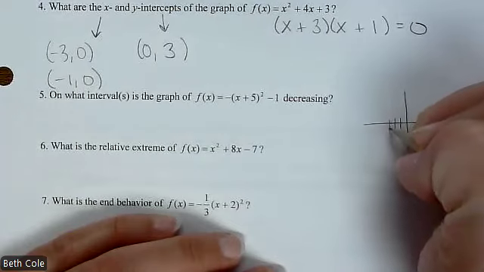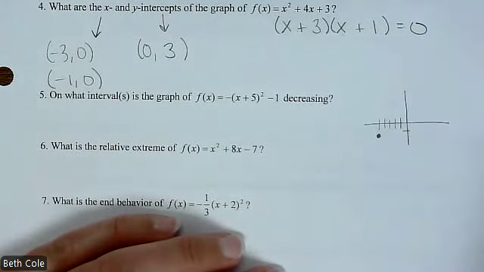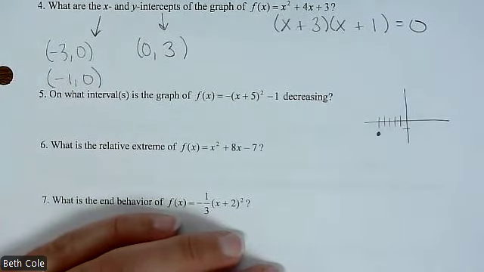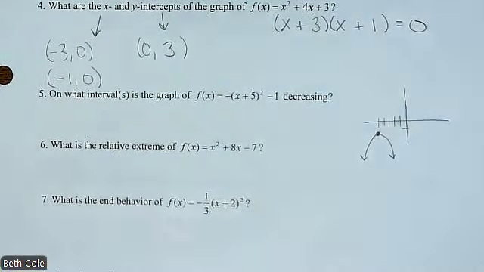Left 5 and down 1. So left 5, down 1. And does it face up or down? Yeah, down because of the negative. So again, that's not perfect or beautiful. It's just a visual so I can see what's going on.